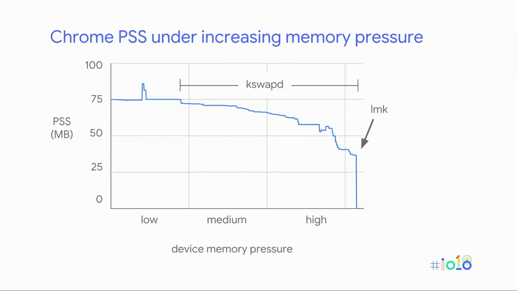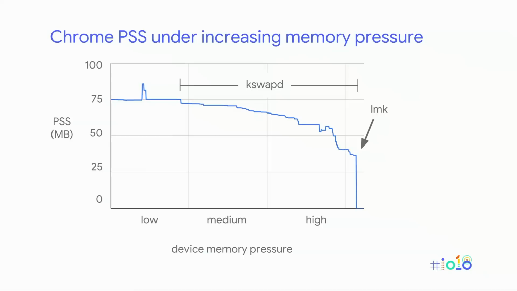When the device gets under enough memory pressure, kswapd kicks in and starts to reclaim cache pages. Some of those pages that it reclaims are going to be from the Chrome process, and that's going to cause Chrome's memory impact to go down. Its PSS is going to go down until eventually, if the device has so much memory pressure that the low memory killer is active and decides it wants to kill Chrome, then PSS for Chrome is going to very quickly drop to 0.